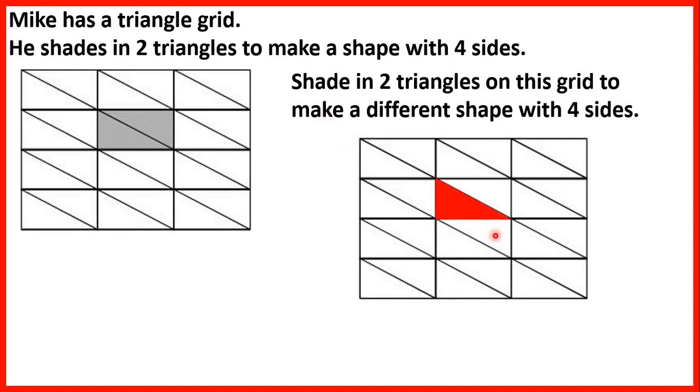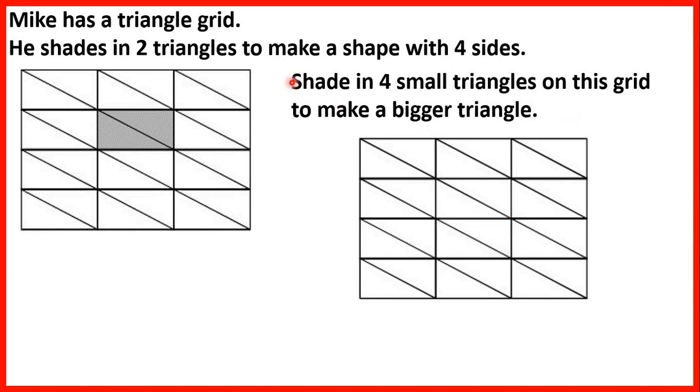So we could shade in these two triangles here, because then we've made a parallelogram, so a shape with four sides, or a quadrilateral. Now shade in four small triangles on this grid to make a bigger triangle. So we could shade in these four triangles here, and then we've made a larger triangle.